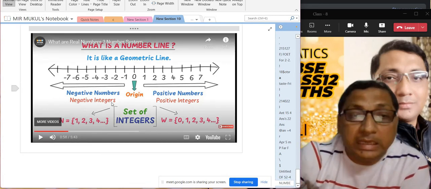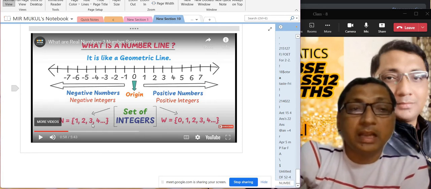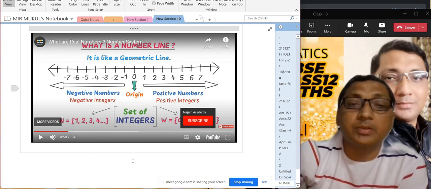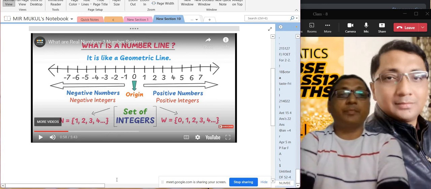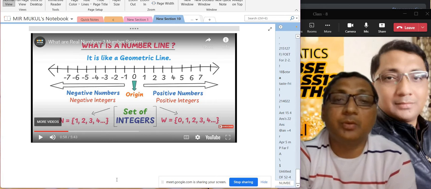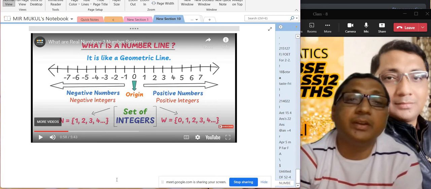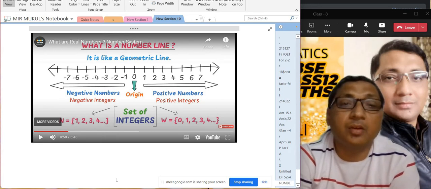Now integers, if you divide, okay, this is the part, natural numbers are also a part of integers, and whole numbers are also part of integers. So natural numbers start from 1, 2, 3, 4 up to infinity. But whole numbers start from 0, 0, 1, 2, 3, 4 up to infinity. That is the whole number. So quickly complete this.